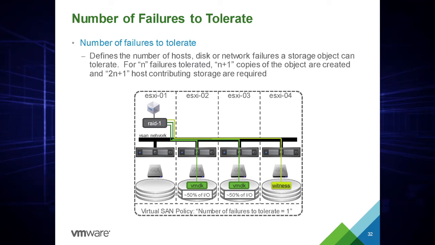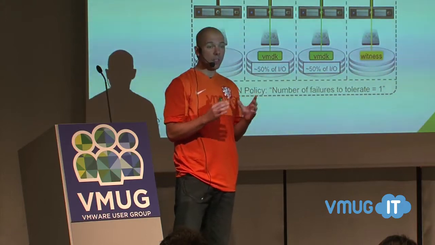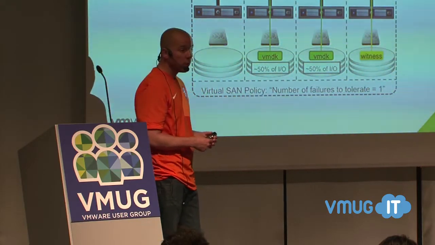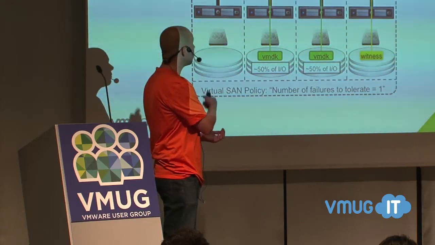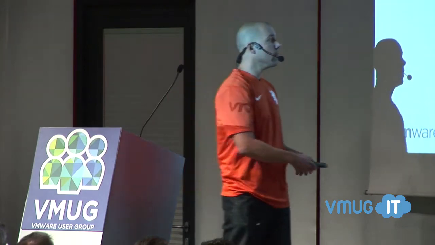So number of failures to tolerate is all about the hosts, the number of hosts or disks or network cards that can fail in a cluster before anything bad happens to your virtual machine. So by default, if you deploy a virtual machine without having created any policy, you will get a failures to tolerate of 1, which basically means that if host 1 fails, or in this case host 2 fails, which is running a VMDK, your virtual machine will still be available.